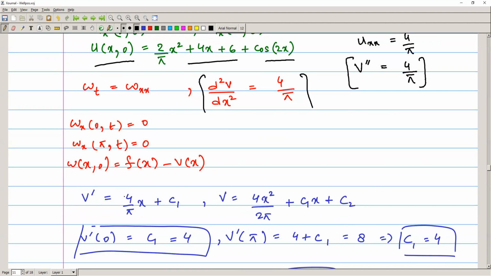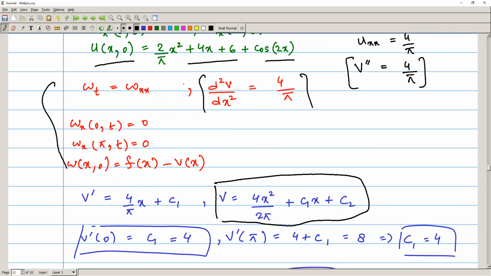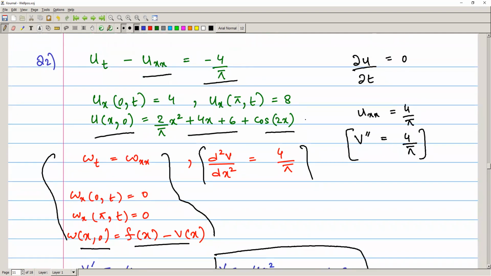We will get the function v in terms of x, that is this function, right? And the problem will be converted to this PDE, and this will now be the homogeneous PDE, right? Then w(x, 0) is equal to f(x) minus v(x). f(x) is actually this one, this f(x) is this, right?